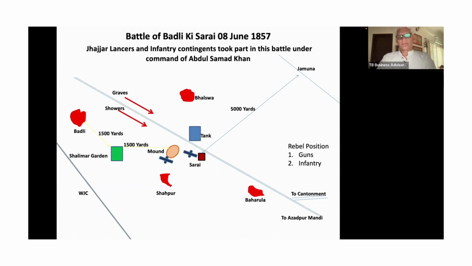Those of us who are conversant with Delhi would know that there is a sarai located at Pipla Thala village in northern Delhi near Alipur. This Pipla Thala sarai has been recorded by the British mistakenly as Badli Ki Sarai. This is where the battle took place.